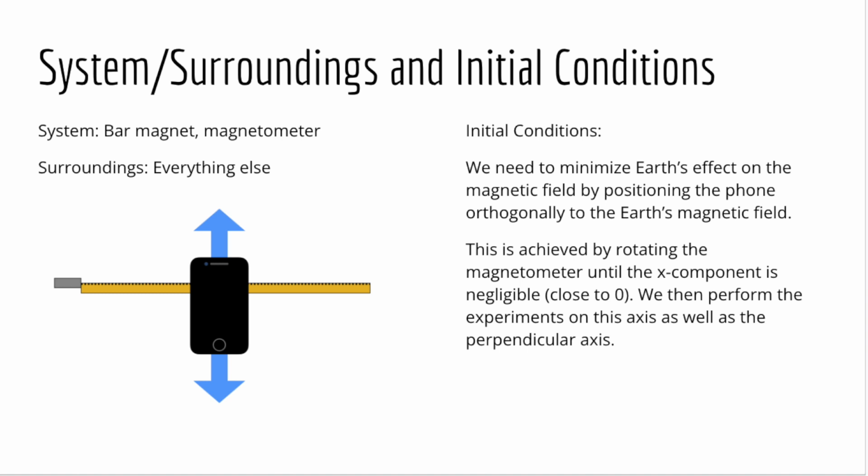Our system is the bar magnet and the magnetometer, and the surroundings is everything else. Our initial conditions are shown on the screen. You see the phone is lying orthogonal to the Earth's magnetic field because we need to minimize the effect that the Earth has on the magnetic field that we're finding. And we did this by rotating the magnetometer until the x-component was very, very close to 0.